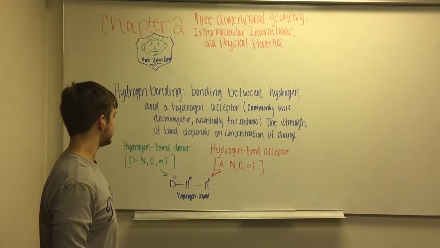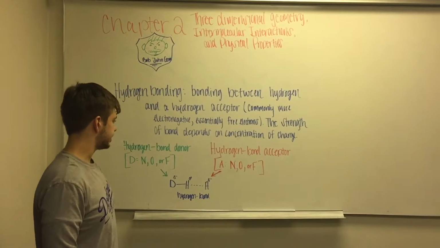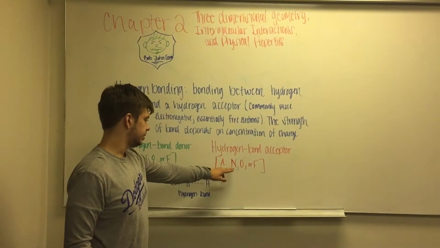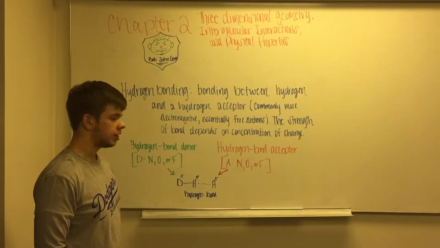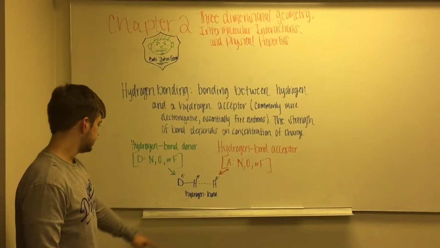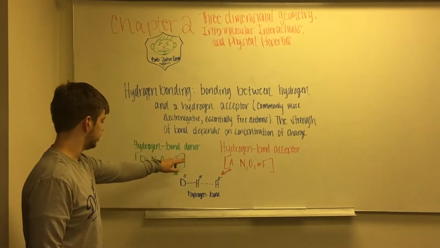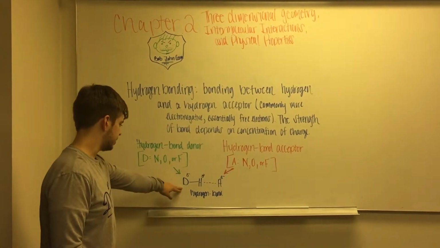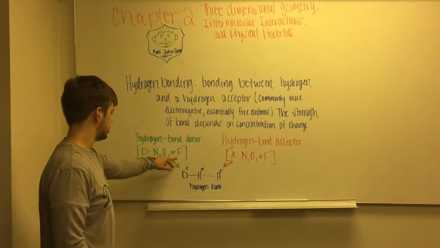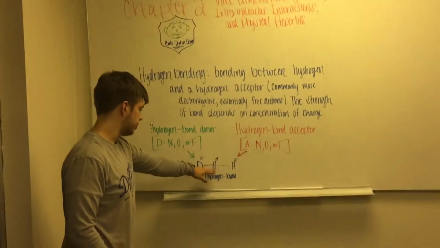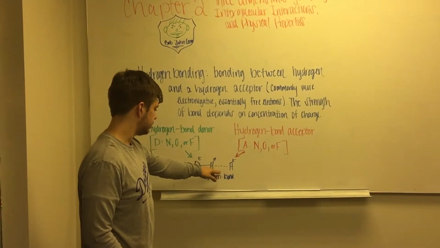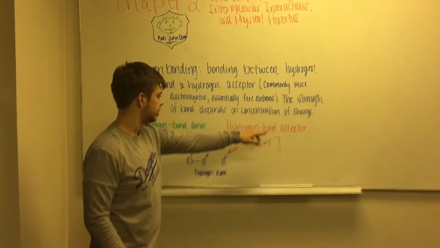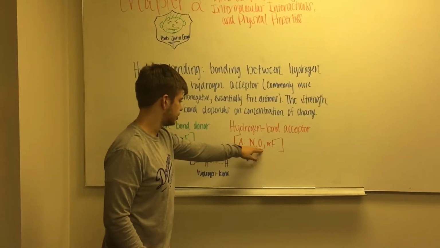Hydrogen bonding is bonding between a hydrogen and a hydrogen acceptor, which can be nitrogen, oxygen, or fluorine. And the strength of this bond depends on the concentration of charge. So in this example, we have a hydrogen bond donor, which is represented by D and can be nitrogen, oxygen, or fluorine. And it's covalently bonded to a hydrogen. And that hydrogen is bonded through a hydrogen bond to a hydrogen bond acceptor, which is nitrogen, oxygen, or fluorine.